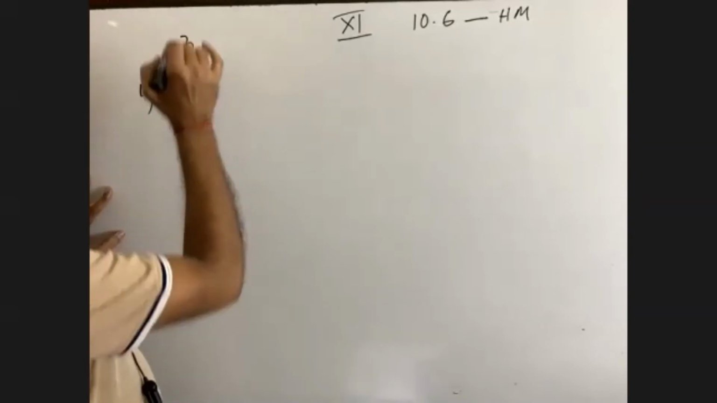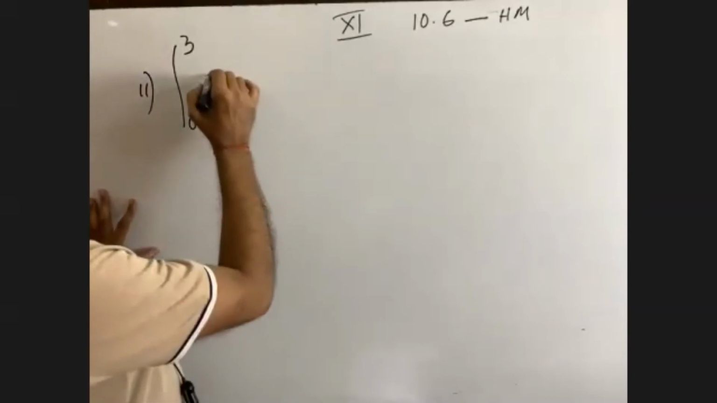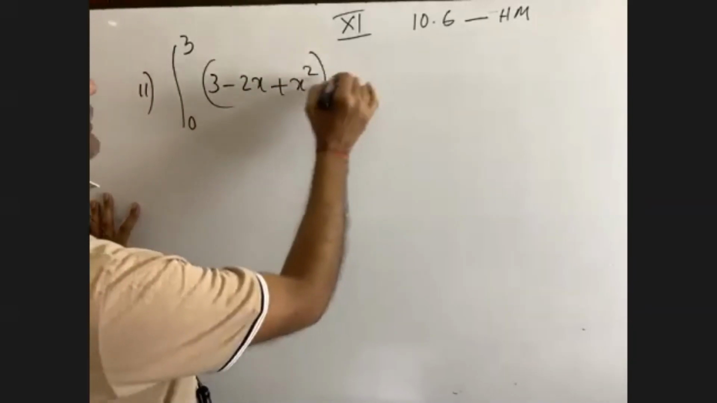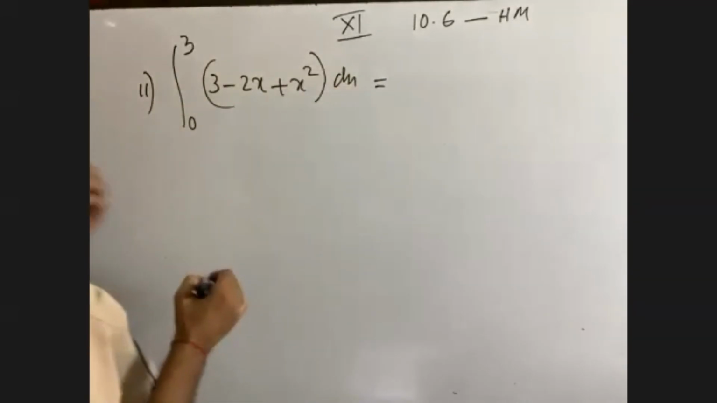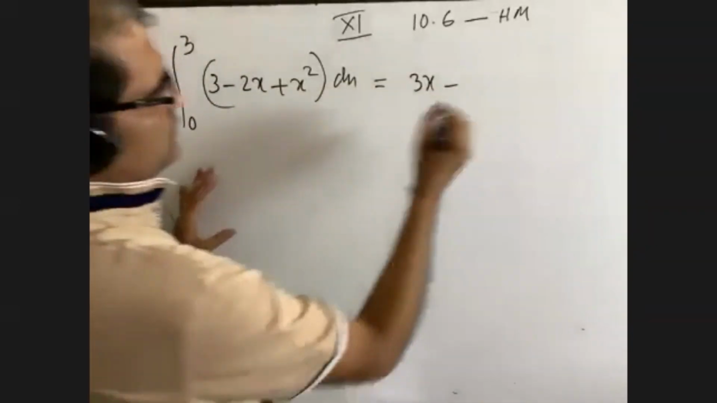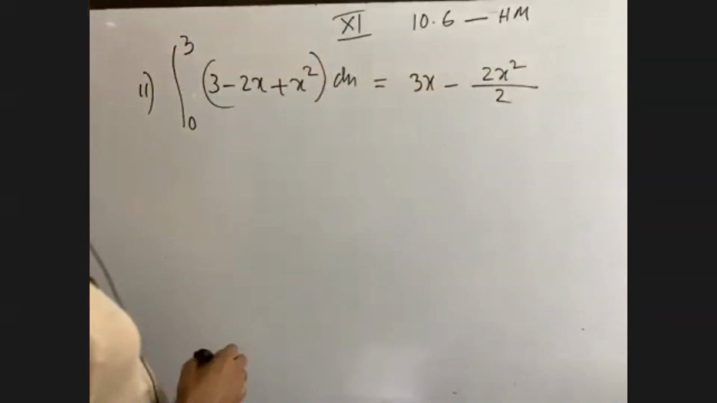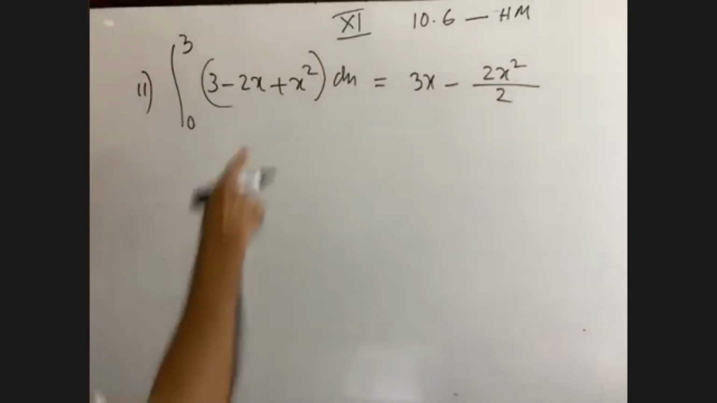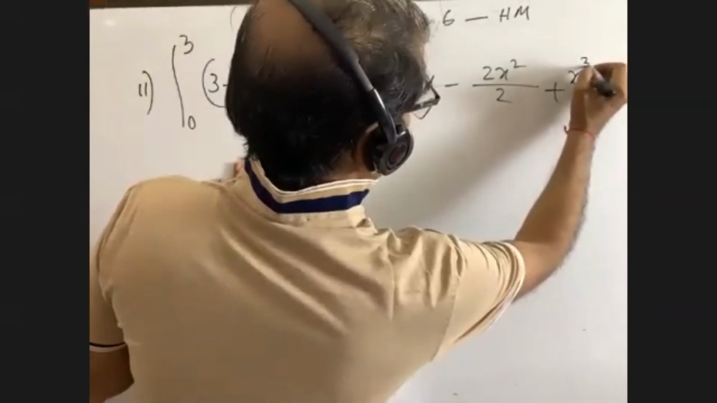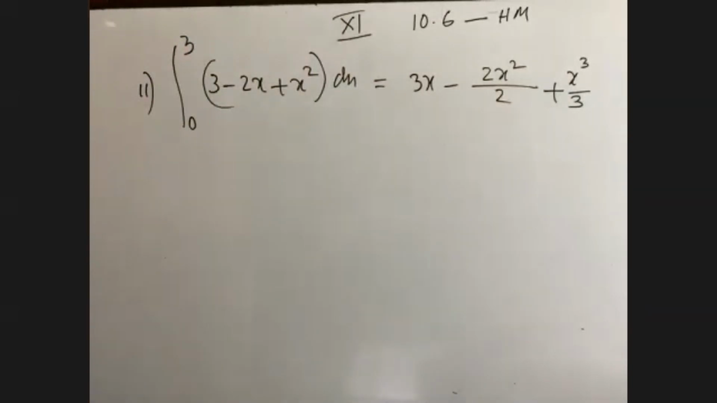This is 3. This is 0. 3 minus 2x plus x square dx. Very easy and simple. You let me know. 3 means for 3x. Minus 2x means what? Let me know. 2 x square by 2, right? For x, it is what? x square by 2 plus x square, that is x cube by 3. Are you getting me?